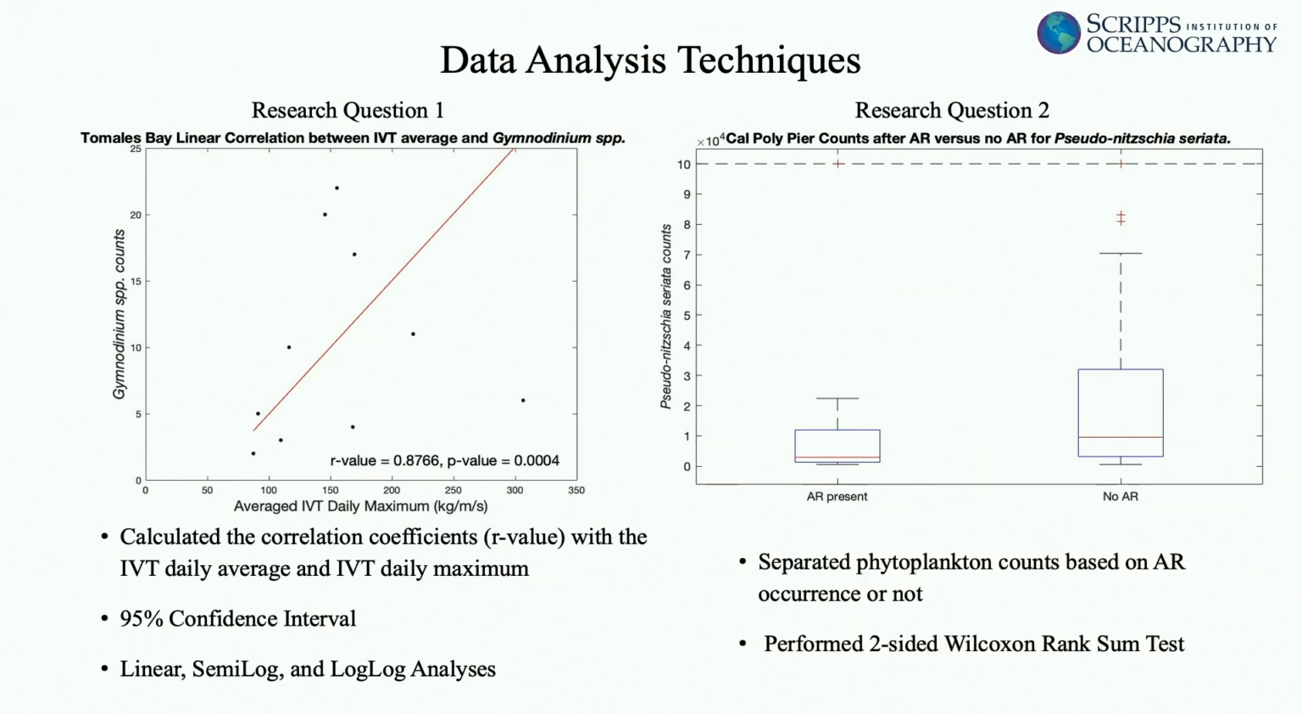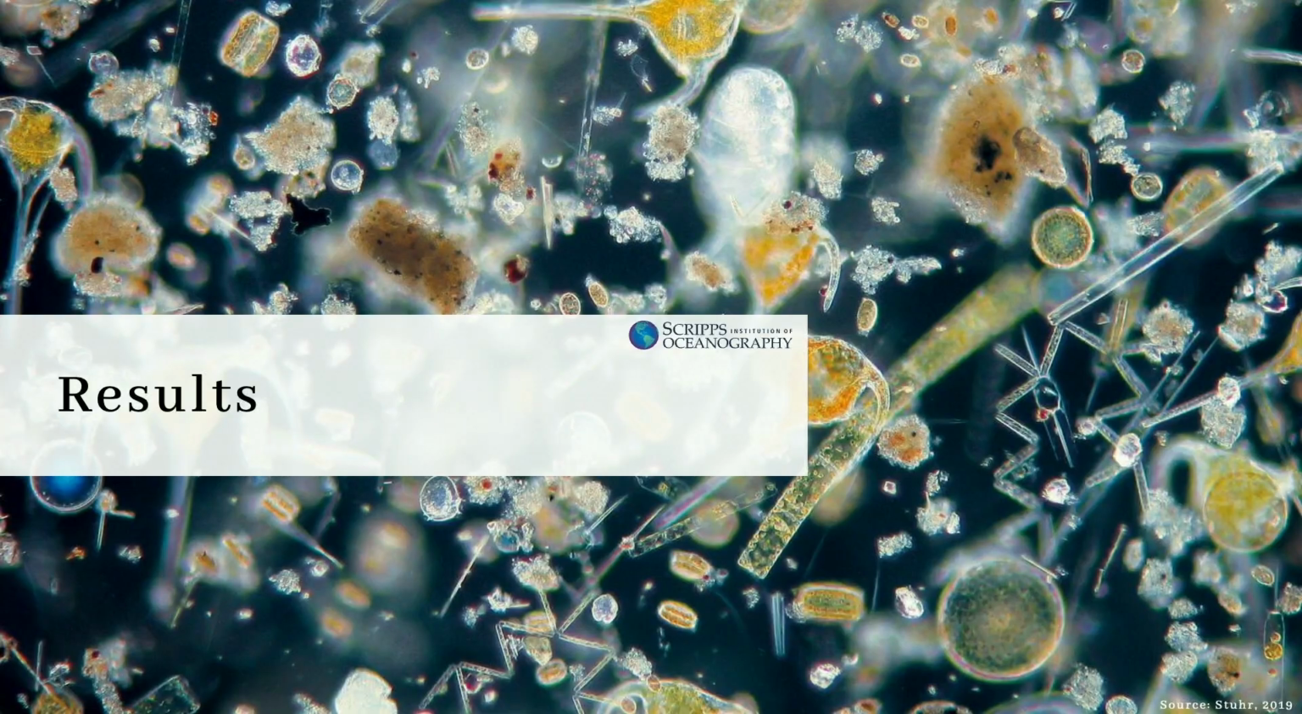And then, in order to answer my question about if atmospheric river occurrence impacted the abundance of harmful algal bloom forming phytoplankton taxa, I separated all of my phytoplankton counts based off of whether or not an atmospheric river came through that week. And then I performed a 2-sided Wilcoxon rank sum test, which told me whether or not these 2 distributions were considered statistically equivalent with equal medians or not. So that brings me into my results.